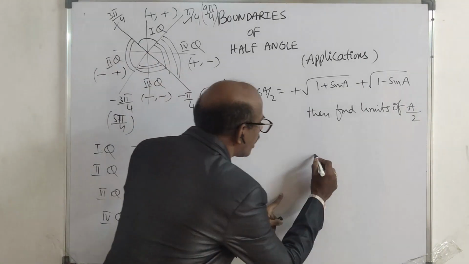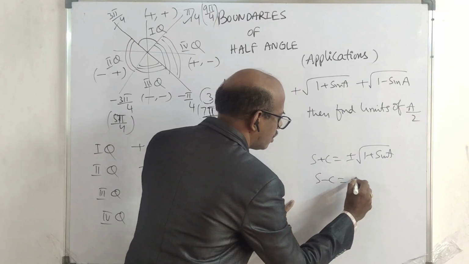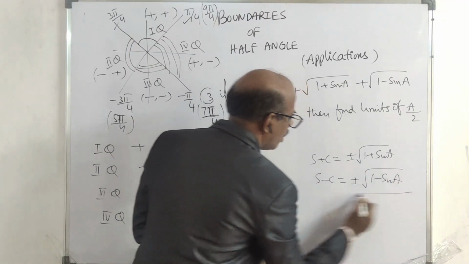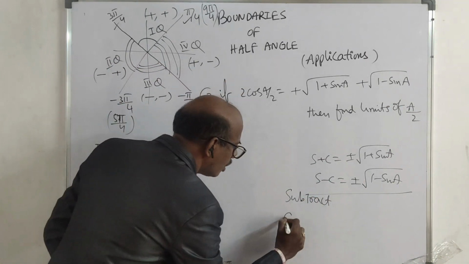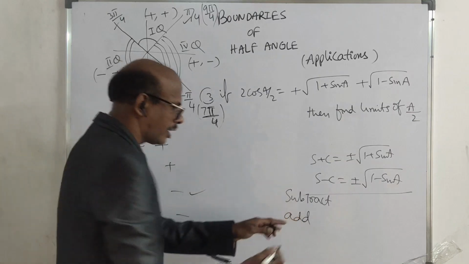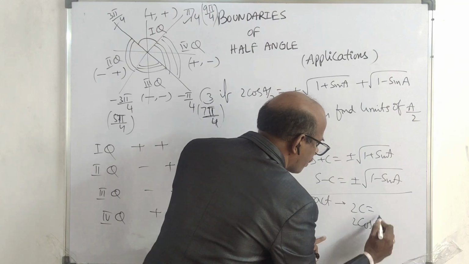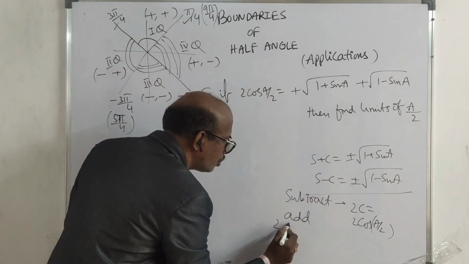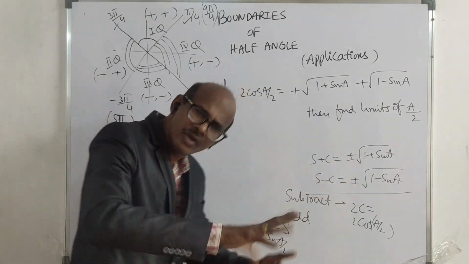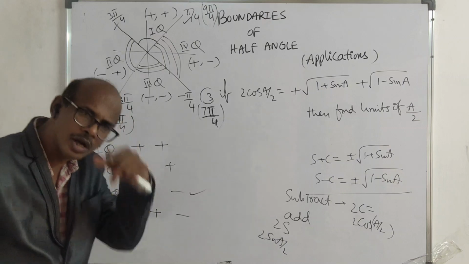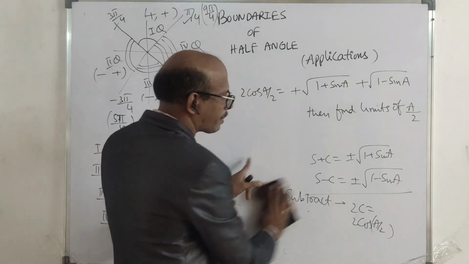Already in the theorem we discussed s plus c equals root of (1 plus sin a). Don't write anything. Concentrate here, your attention is required. So if you subtract, what do we get? If you add, what do we get? Observe. By subtracting, the s cancels and 2c is obtained, that is 2 cos(a/2). If you add these two, 2s is obtained, that is 2 sin(a/2). The plus or minus symbols will be decided by the diagram. Already we discussed s plus c, s minus c, the boundaries of the half angle.